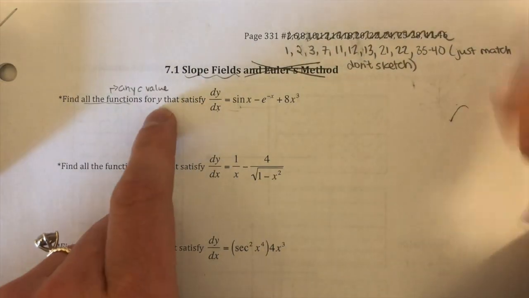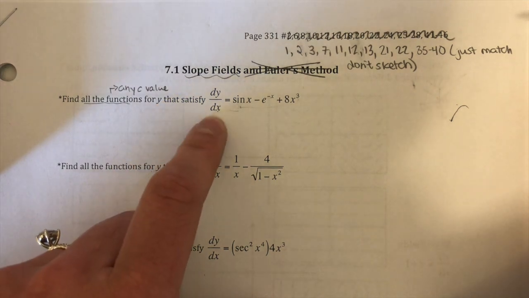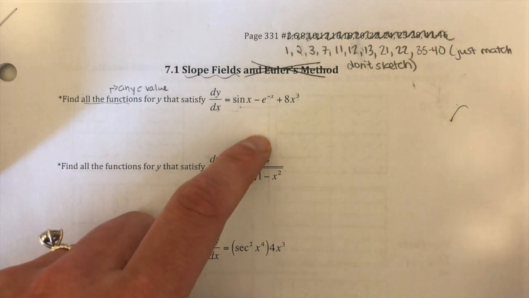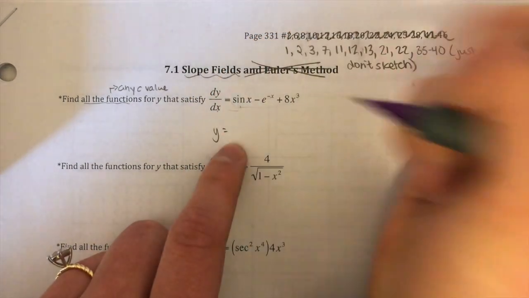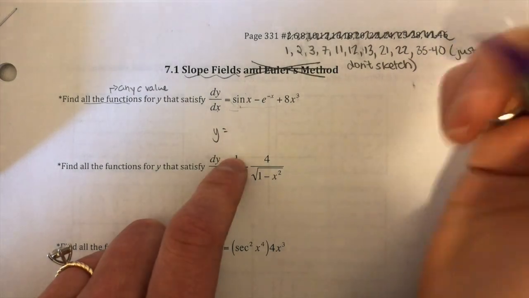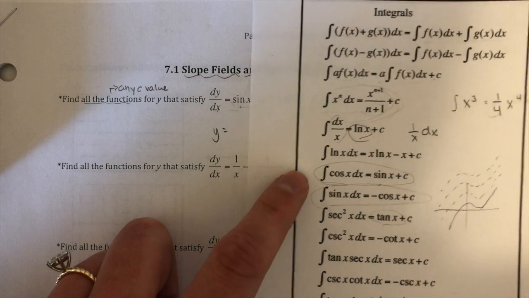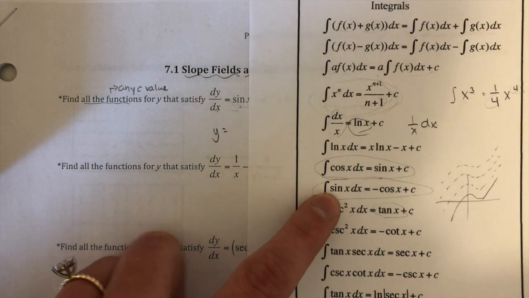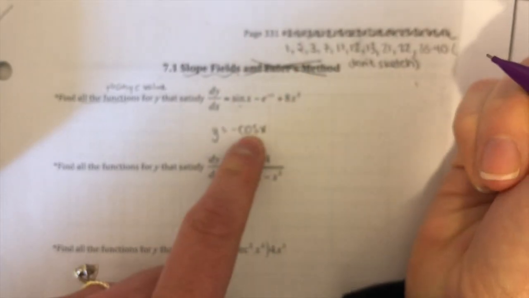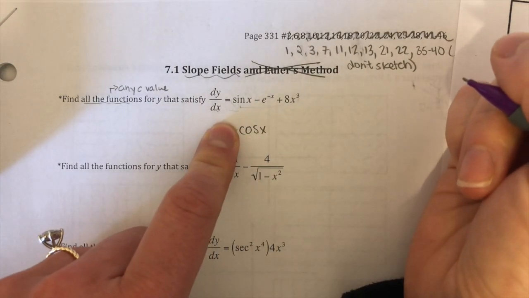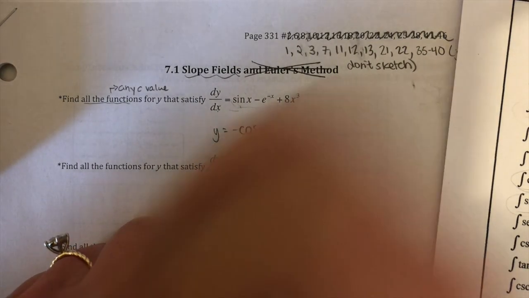So if we want to find all the functions for y, basically what we're doing is we're finding an antiderivative or an integral of this function, okay? So it's going to be y is equal to, if this is the derivative, we have to think about what it started at, okay? So we can look at our integrals table. So the integral of sine x is negative cos x, which makes sense because if we did the derivative of this, the derivative of cos x is negative sine x, and then the negatives would cancel each other out, okay?